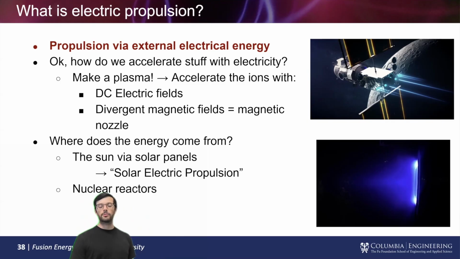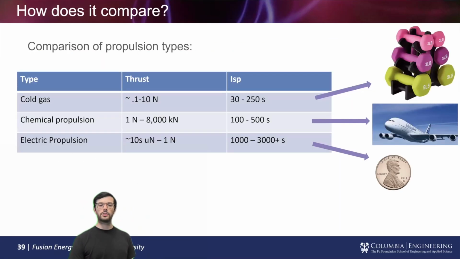So where does this energy come from? I mentioned basically solar panels. You can theoretically use a nuclear reactor. No one has done that yet, but if you wanted to go really far away from the sun, say to Mars, you'd probably need a nuclear reactor, so that might be in our future.